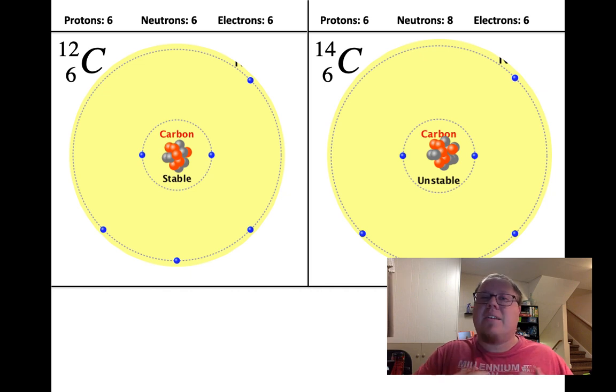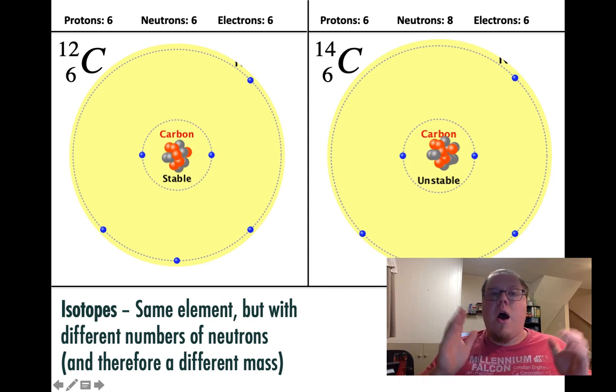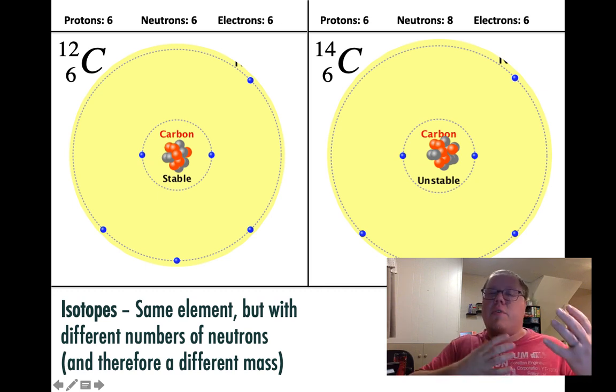They're going to react chemically like there's no difference between them, except that they have different masses. These are called isotopes. Isotopes means you have the same element, but it has different numbers of neutrons. So carbon here, same element, 2 different atoms, but they have different numbers of neutrons, therefore they have a different mass.